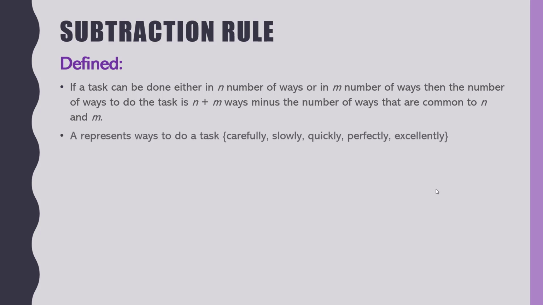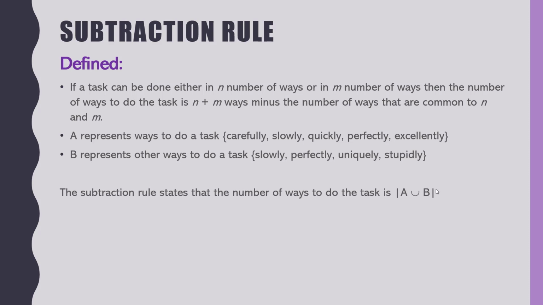So let's take a look at sort of a weird example. The letter A represents ways to do a task. This is my set here. I can do it carefully, slowly, quickly, perfectly, or excellently, okay? Letter B represents other ways to do a task. Slowly, perfectly, uniquely, stupidly. Those are the ways I can do the task. Basically, I'm just saying how many possible ways are there to do the task? Well, what's the answer by looking at those 2 sets there? 7? Yeah, 7. I could do it carefully, slowly, quickly, perfectly, excellently, uniquely, or stupidly. Slowly and perfectly are there twice, okay?